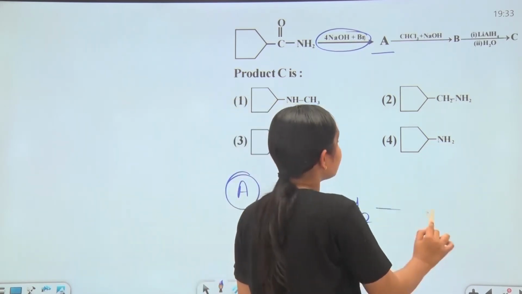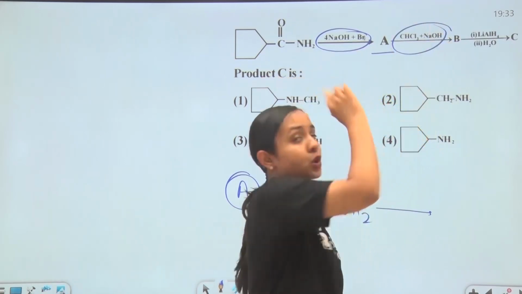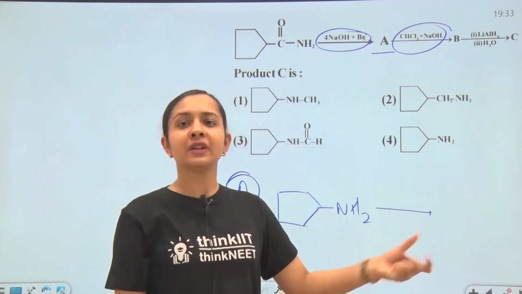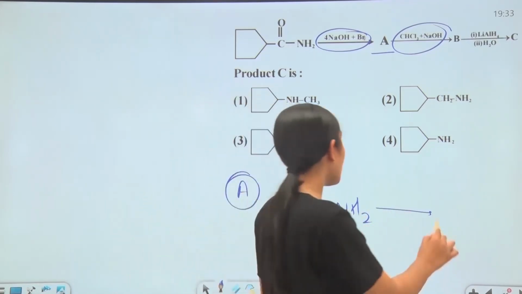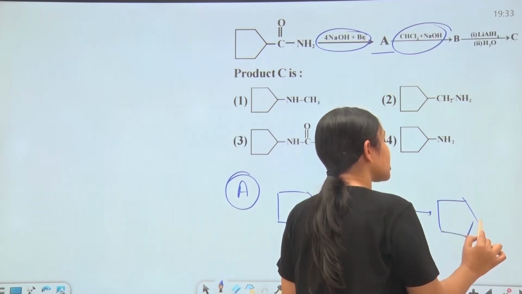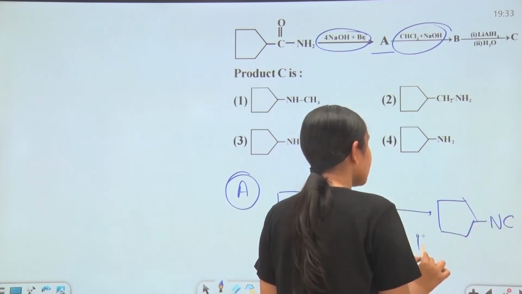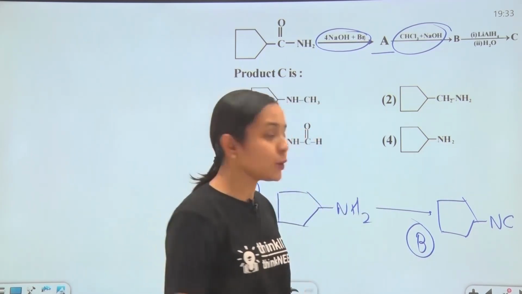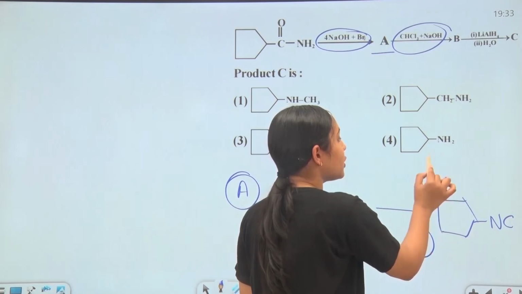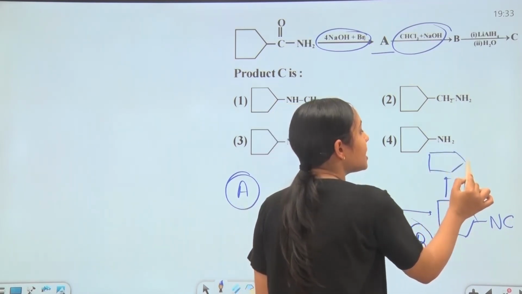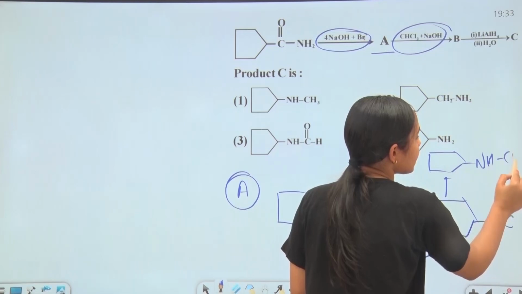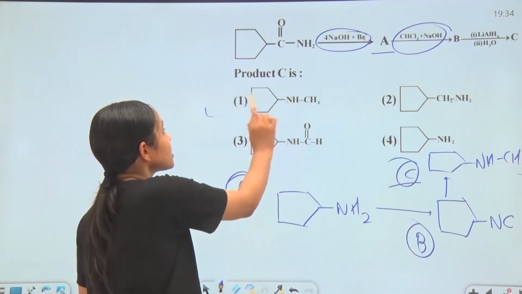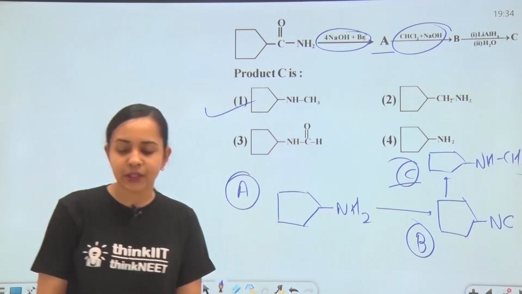Now this cyclopropane amine will undergo the carbylamine reaction with chloroform in presence of NaOH. In the carbylamine reaction, this primary amine will be converted into a foul smelling compound, which is the isocyanide group. So our B product is isocyanide. Now this B will undergo reduction with lithium aluminum hydride, and formation of this secondary amine will take place. So this is our final product C of this reaction sequence. Option 1 is the correct answer. Thank you.